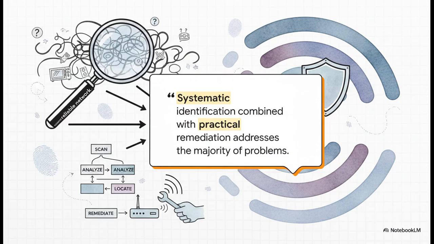And this is really why this all matters so much. This whole detective-style process, systematically identifying where the interference is coming from, is proven to solve the vast majority of problems you'll ever face out in the field, especially when you pair it with practical fixes. This is how you deliver a wireless network that people can actually rely on.